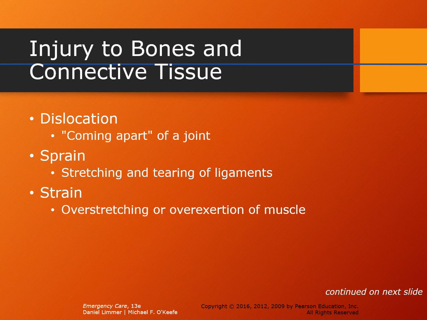So, some more terms. Dislocation, anytime that a joint comes apart. A sprain is anytime that we have stretching and or tearing of ligaments, and a strain is any overstretching or overexertion of muscle. It's important that we break these down because a sprain and a strain get constantly confused, and as someone that teaches sports medicine, it definitely is something that you need to know the difference for.